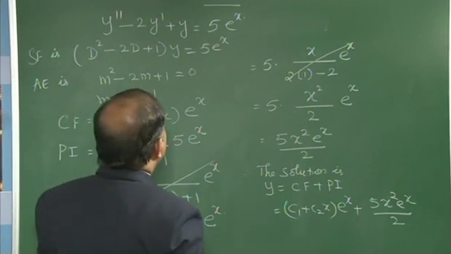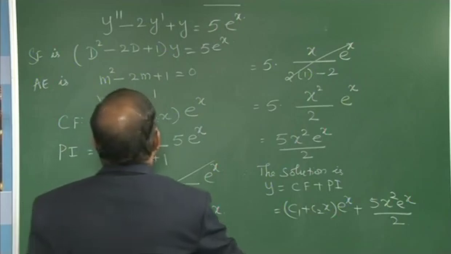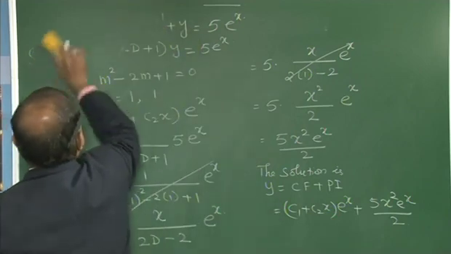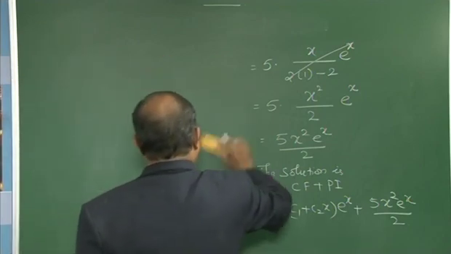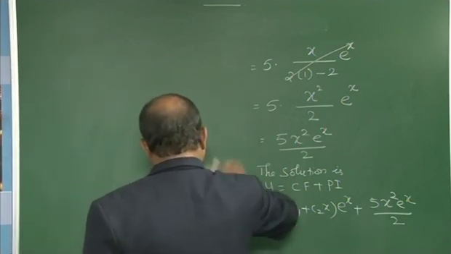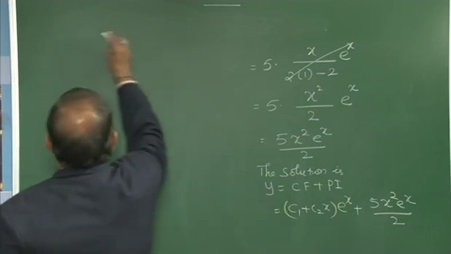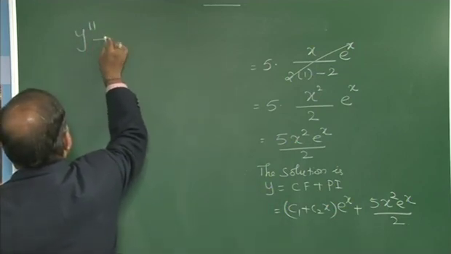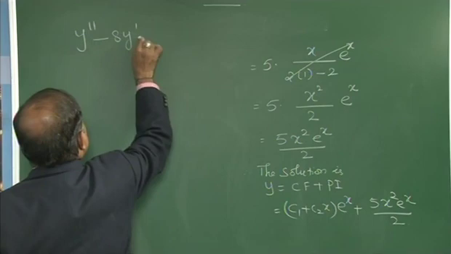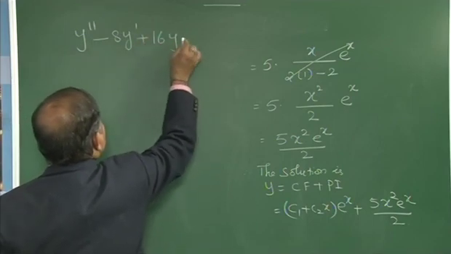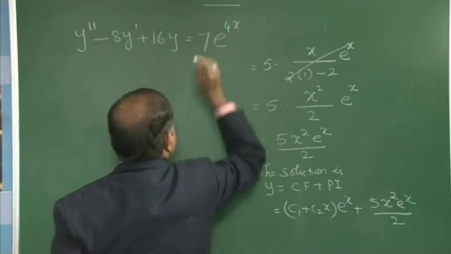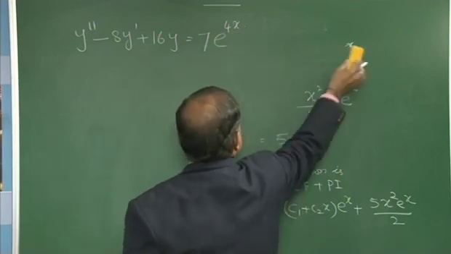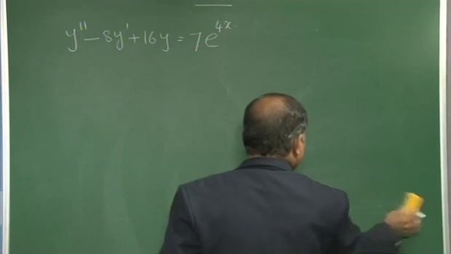In the same way you can use the questions in the textbook. Remember the ideas. Y double dash minus 8y dash plus 16y is 7 e power 4x. This also we can try. I will just tell you the clue.